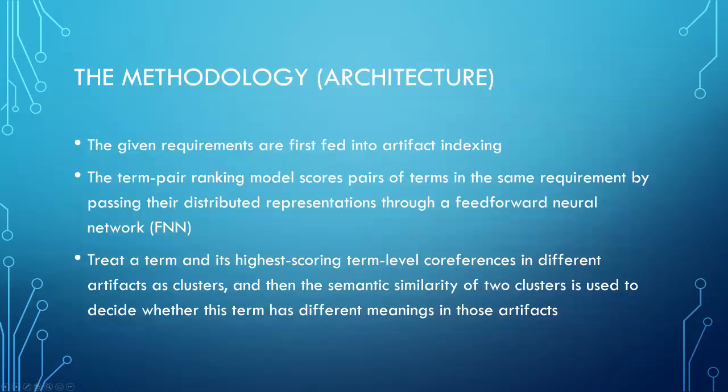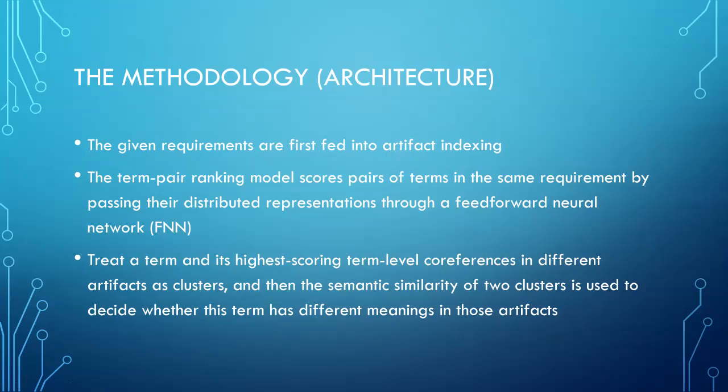Next, we'll review the architecture used. The given requirements are first fed into artifact indexing, which includes two steps, tokenization and stop word removal. The output of artifact indexing is a term by requirement matrix. The term pair ranking model is then used to score pairs of terms in the same requirement by passing their distributed representations through a feed-forward neural network, which contains one input layer, one output layer, and 3 hidden layers.